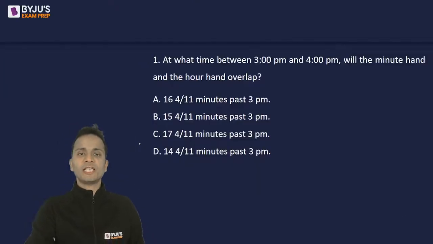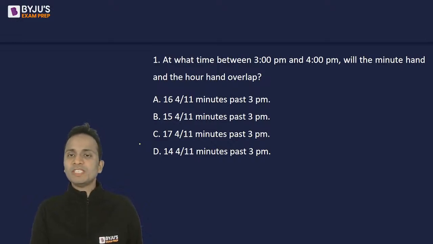So question number 1 on your screen now. At what time between 3 and 4 o'clock will the minute hand and the hour hand overlap each other? Now, if you know the formula, yes, there is a direct formula which can be applied here. If you know the formula, you can finish this question in less than 30 seconds.